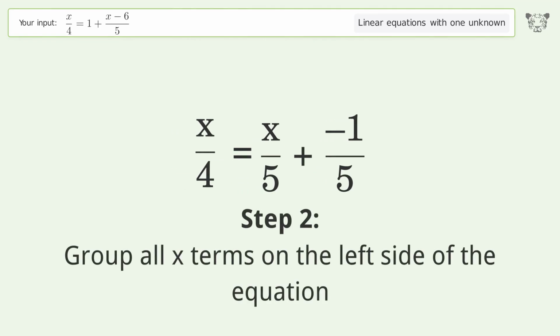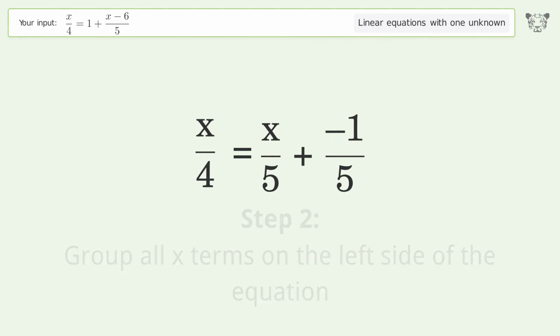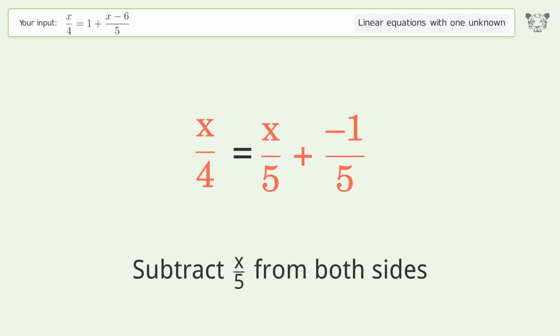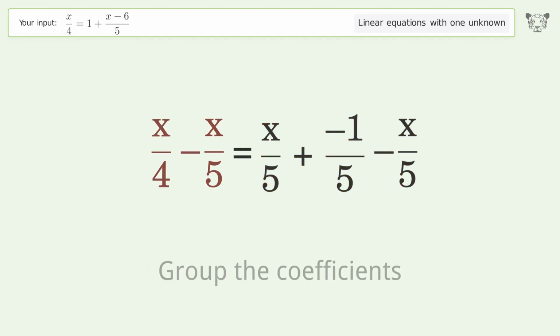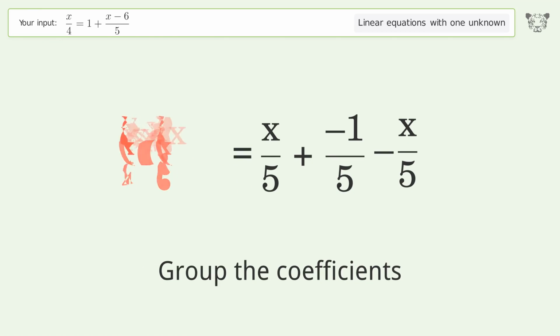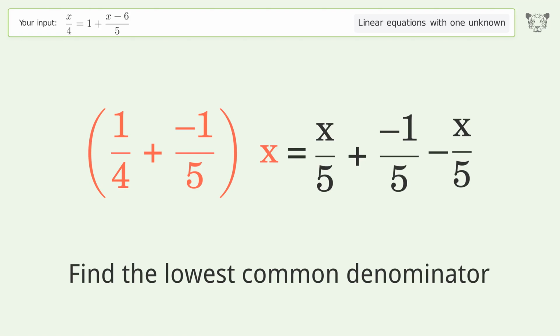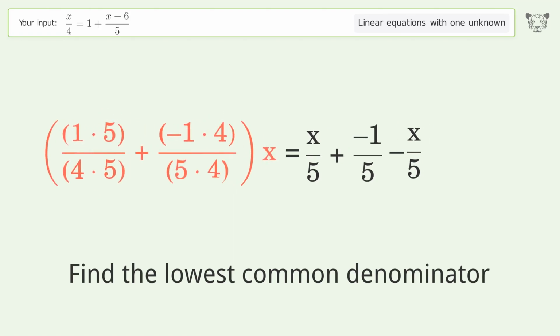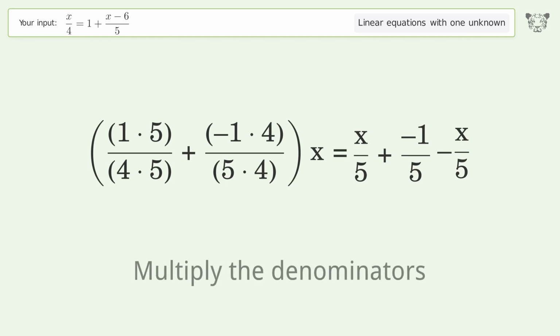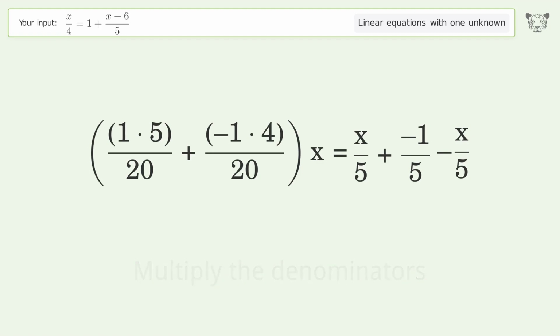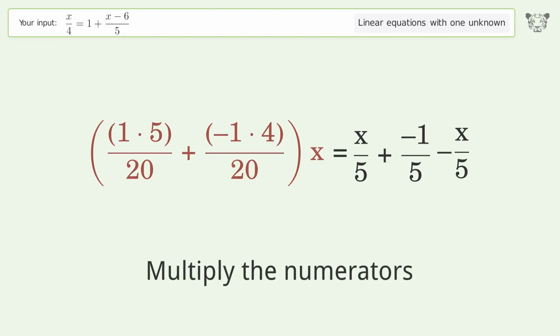Group all x terms on the left side of the equation. Subtract 10/5 from both sides. Group the coefficients. Find the lowest common denominator. Multiply the denominators. Multiply the numerators.